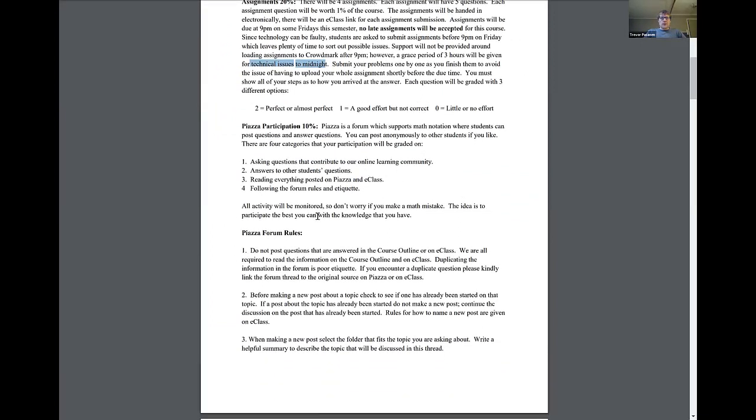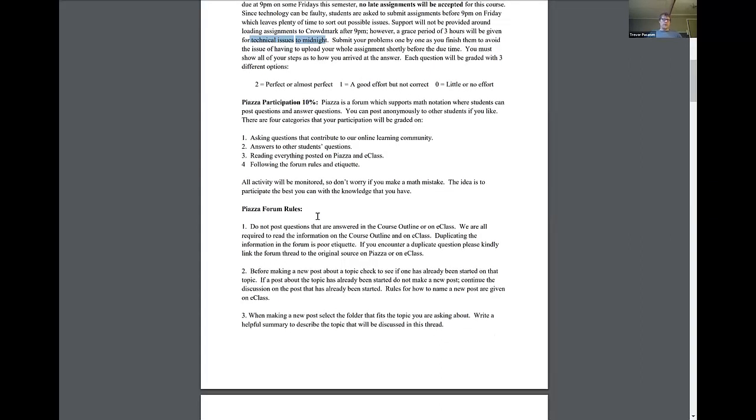So some of the things we want to think about to help your participation along: ask questions that contribute to our learning community, answer other students' questions, read everything that is posted on Piazza, and follow the rules and etiquette that's below. So don't worry about making mistakes when you're trying to help someone else out. I don't expect you to be perfect.